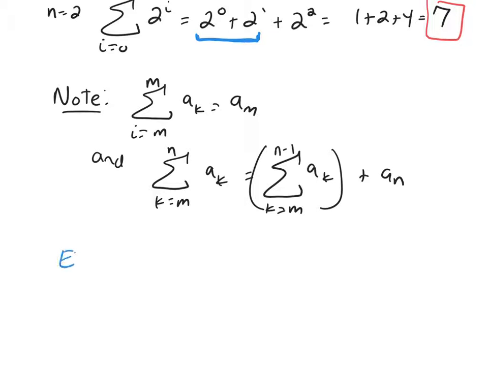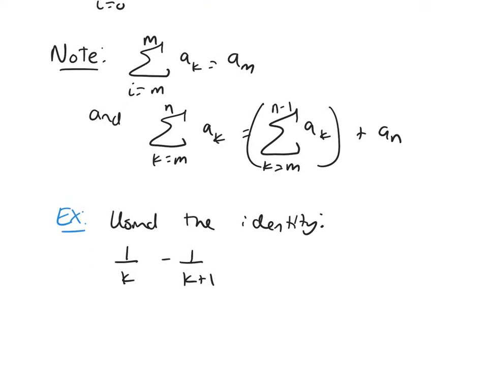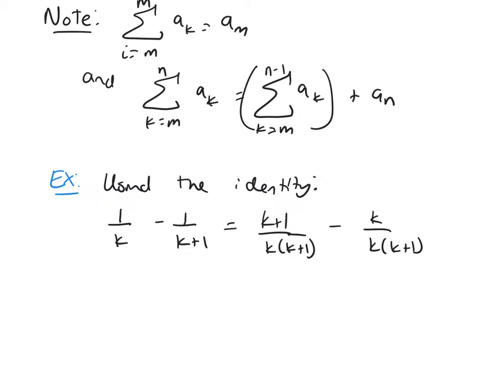Let's look at one final example. Using the identity. So the identity I'm going to give you is 1 over k minus 1 over k plus 1. These are two fractions that I want to subtract. Remember, if you're subtracting fractions, you have to get a common denominator. My common denominator would be k times k plus 1. So this difference is really equal to 1 over k times k plus 1. So this is the identity here. On this last line, that's my identity.